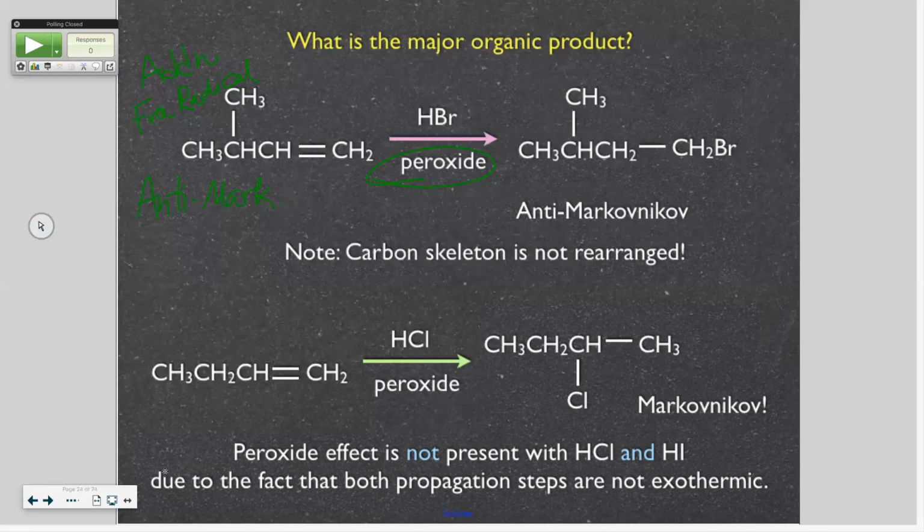Okay, now the reason for that, if you're super interested, is that the propagation steps when you use HBr are exothermic. With the other ones, they're not. They're endothermic. You have to add heat. And so if you add heat, then it flips to the other mechanism. They can't do that. So that's the reason. But all I care is that you know which one it is.